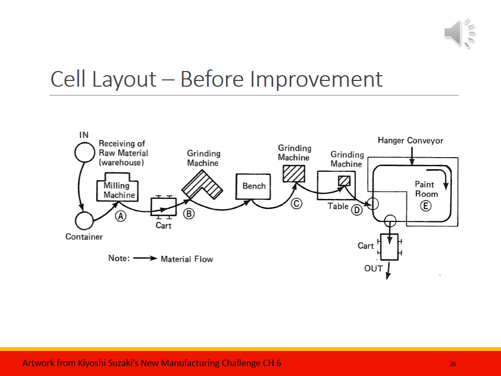These next series of slides say cell layout before improvement, and we're going to look at it before improvement. We're going to use that process flow methodology your book talks about, and piece together how this whole thing works. In this particular cell layout, we have a milling machine, a grinding machine. We've got some carts and benches and tables, and we know that carts and benches and tables equals what? Equals WIP, work in process. Work in process is muda.